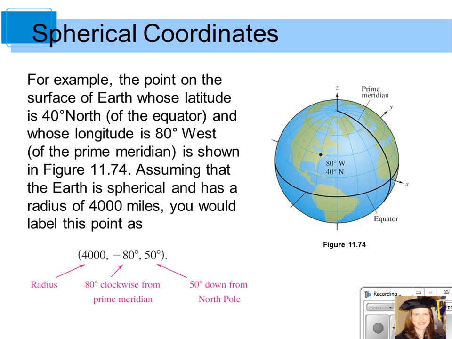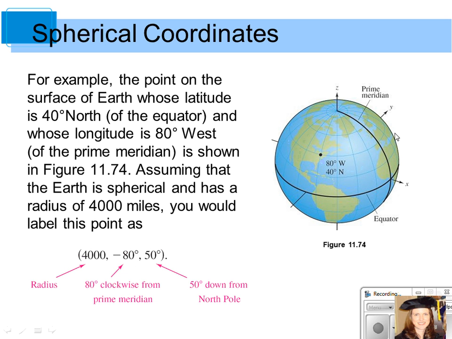The next type of coordinate system is the spherical coordinate system. For example, the point on the surface of the Earth, whose latitude is 40 degrees north of the equator and whose longitude is 80 degrees west of the prime meridian, is shown in this figure. Assuming that the Earth is spherical and has a radius of 4,000 miles, you would label this point using spherical coordinates, beginning with the radius, how far from the center of the Earth out to the point on the Earth.